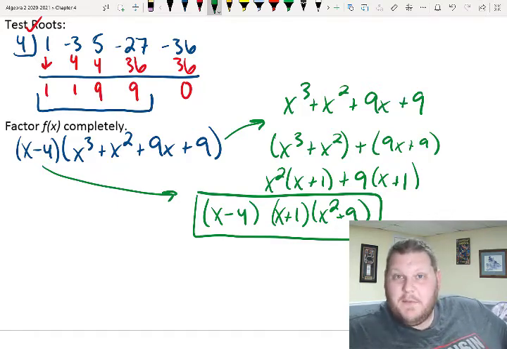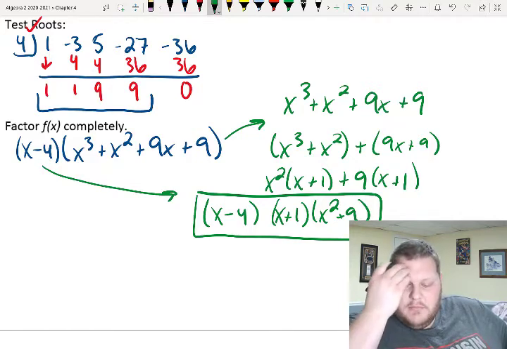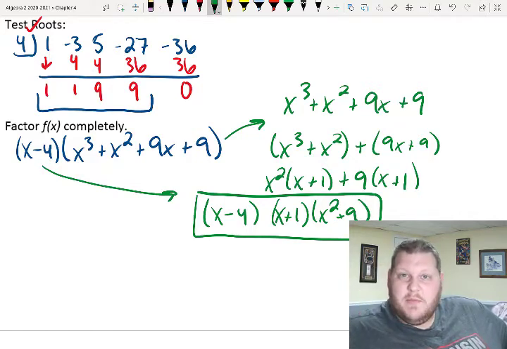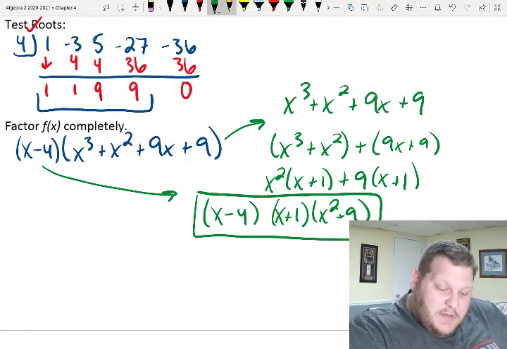X squared minus 9 would factor further, but x squared plus 9 is not factorable any further than that. It's x squared plus 9 and x squared minus 9. Now here my instructions are to factor.